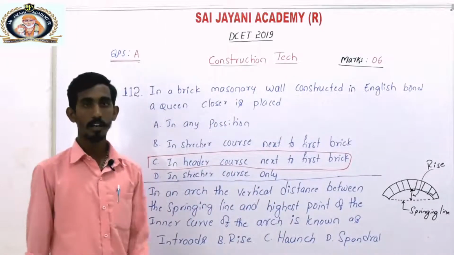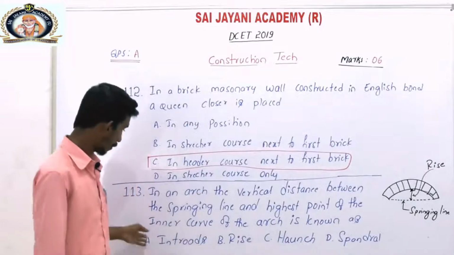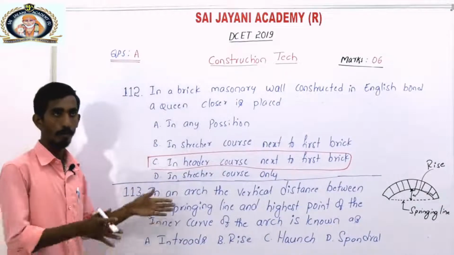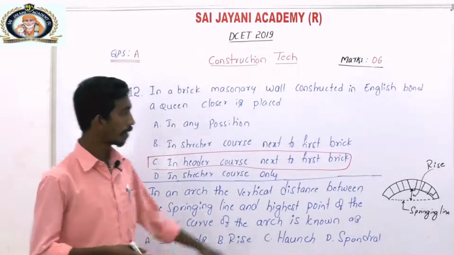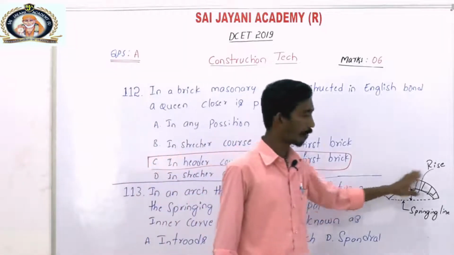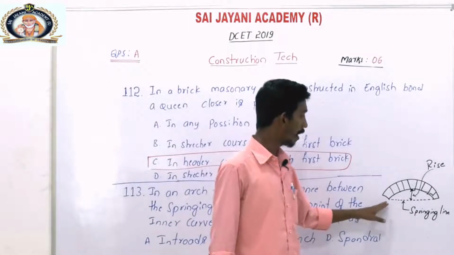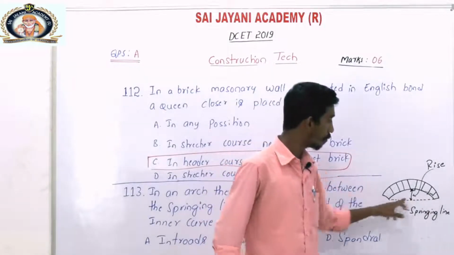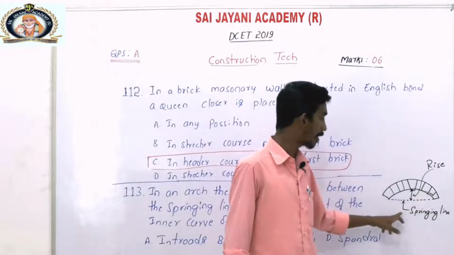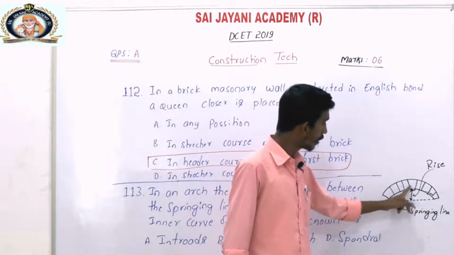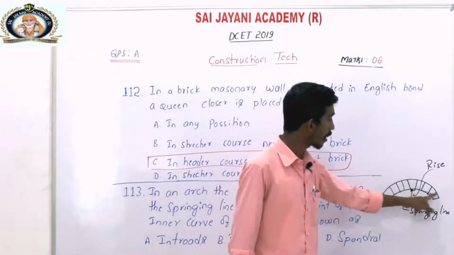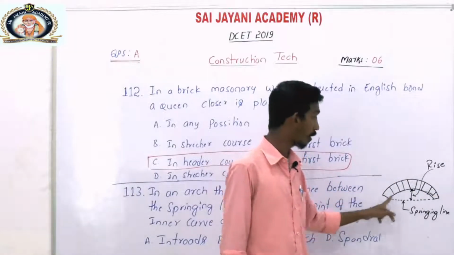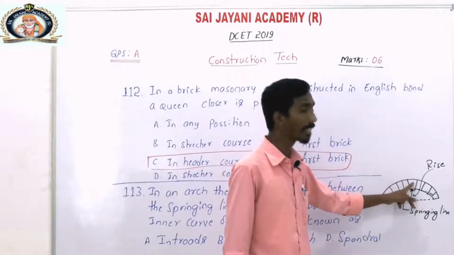Here, arches are constructed at openings to receive the load above the openings. Here we have a typical cross section of an arch. In this arch, the line joining these end points is called springing line. Then the inner curve of the arch is called intrados and the external curve of the arch is called extrados. Then this stone is called a keystone.